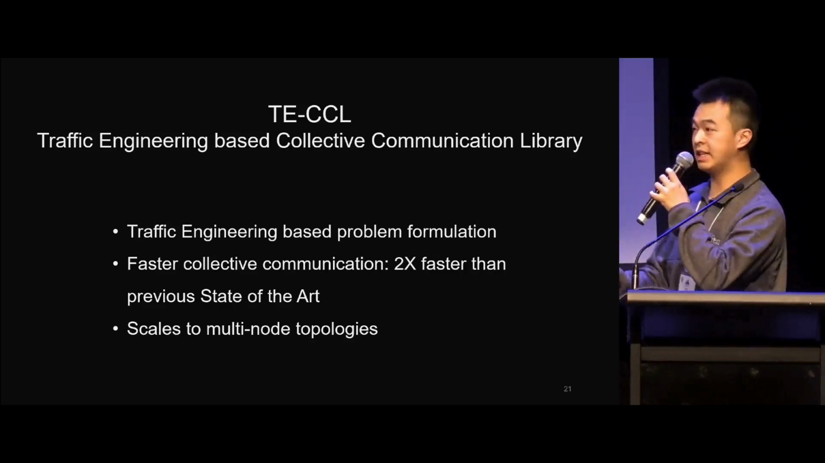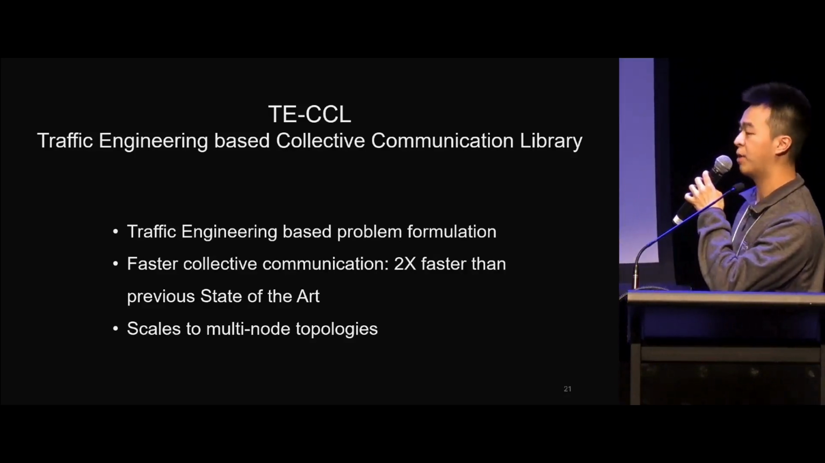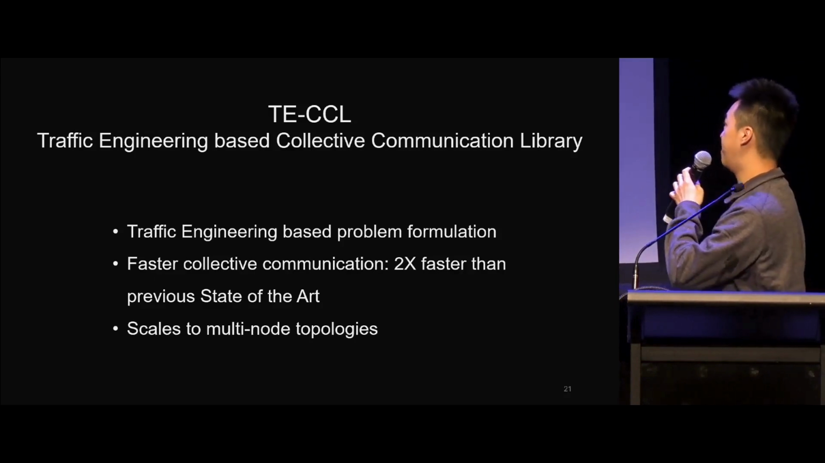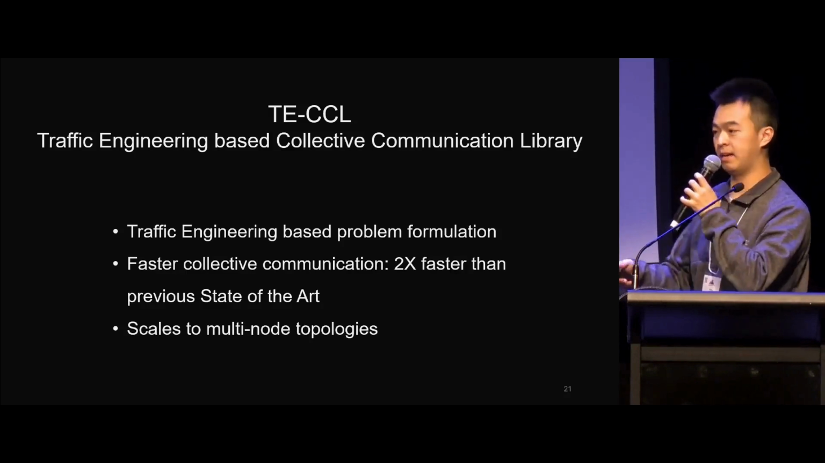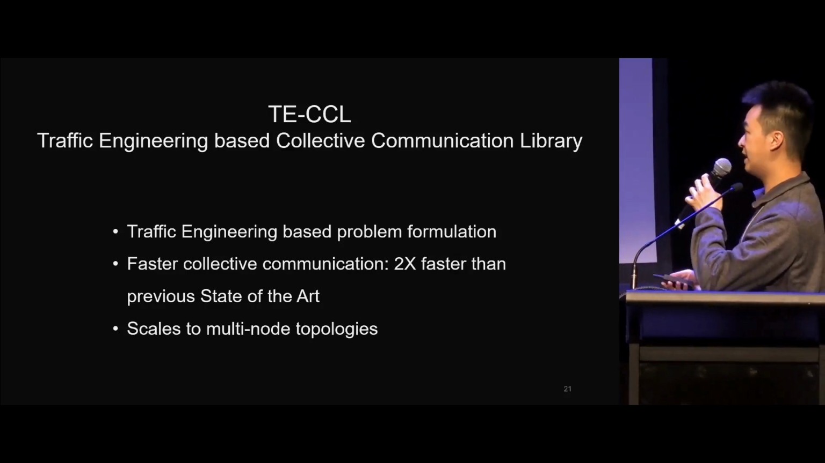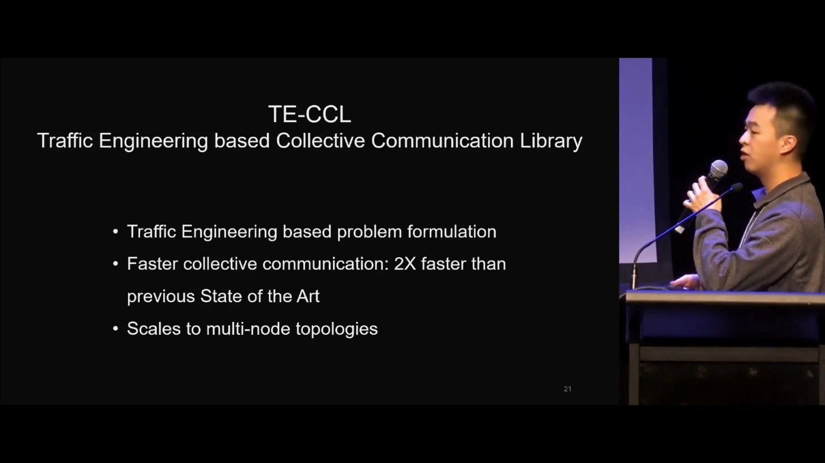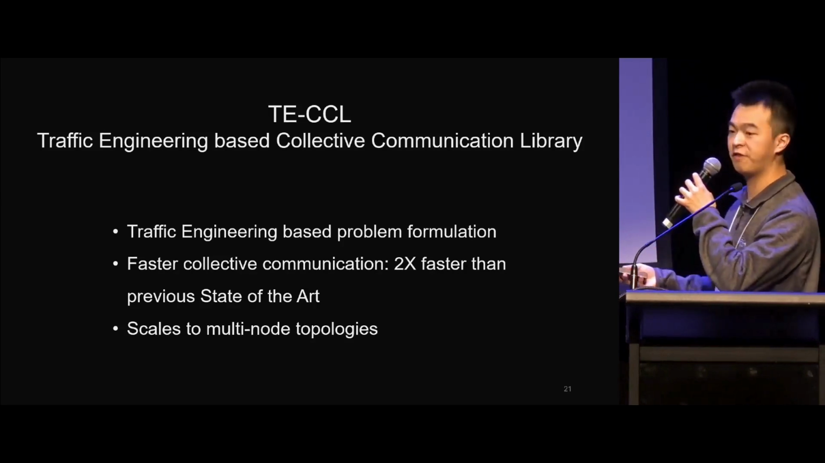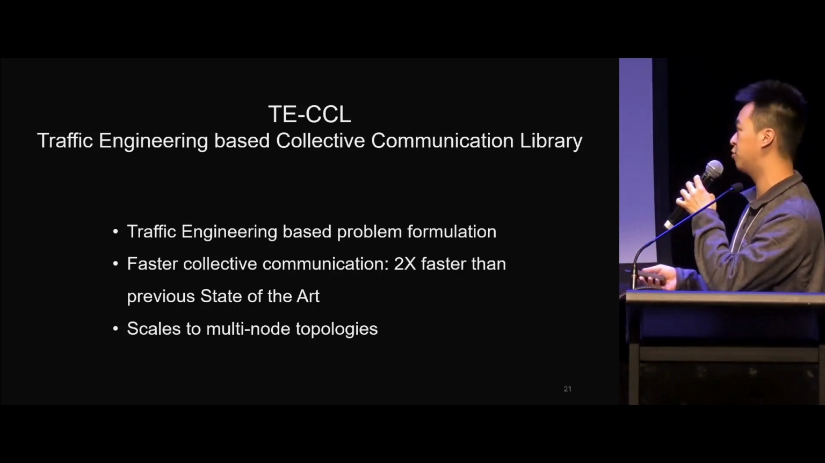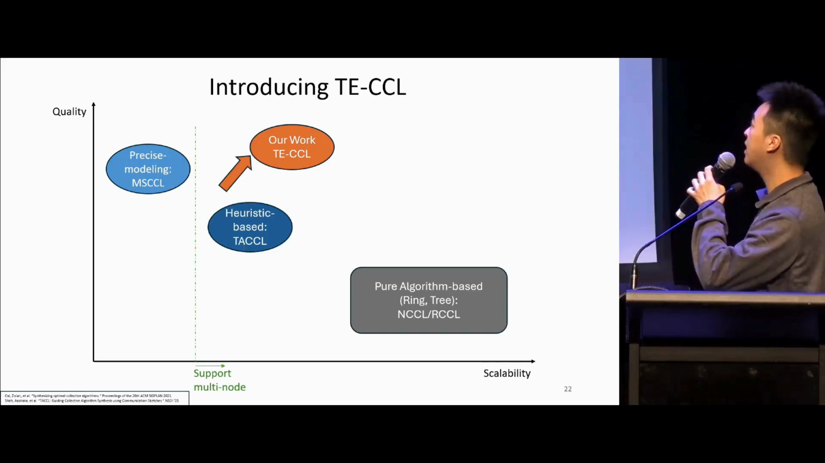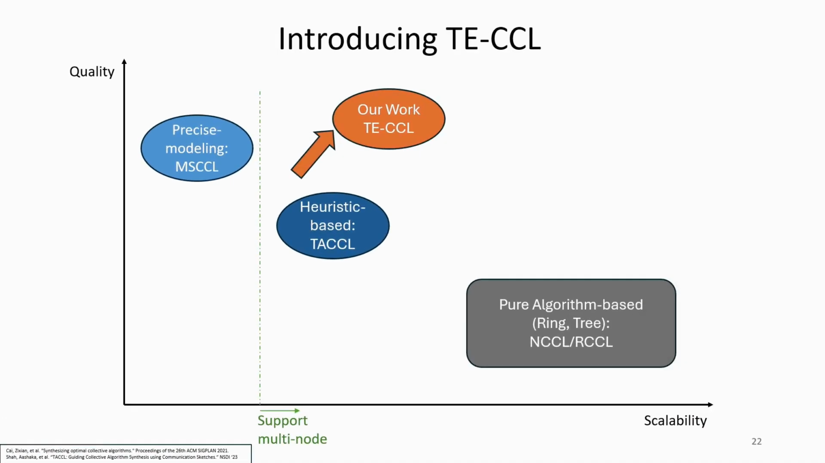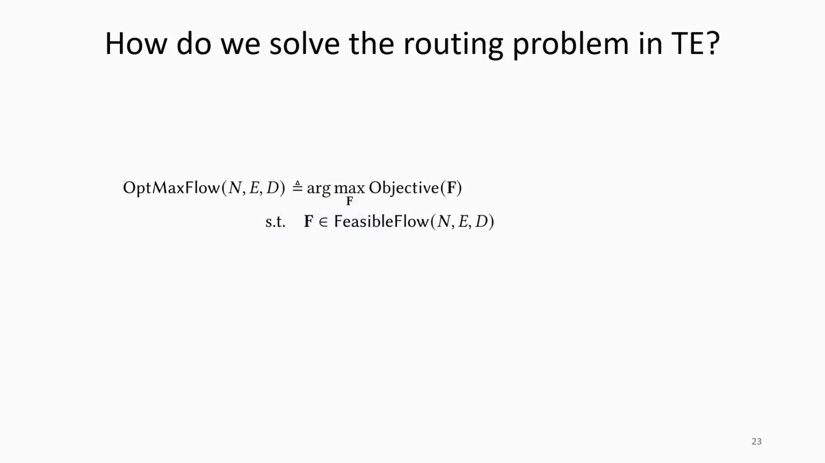This leads us to TICO, a traffic engineering-based collective communication library. TICO is a traffic engineering-based formulation, and it produces faster collective communication, as fast as 2 times faster than previous state of the art. And TICO can scale to multi-node topologies. In short, TICO proves that it is possible to improve solution quality while also maintaining scalability. So now let's dive deep into how TICO really works.